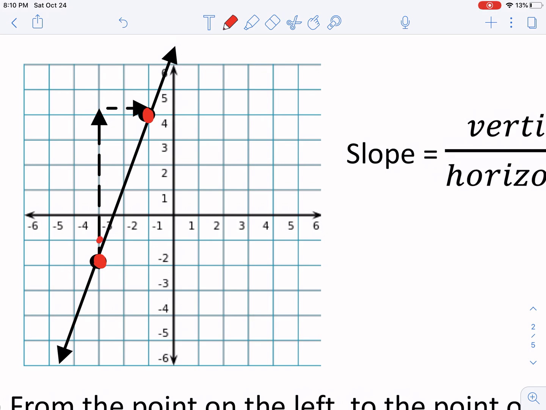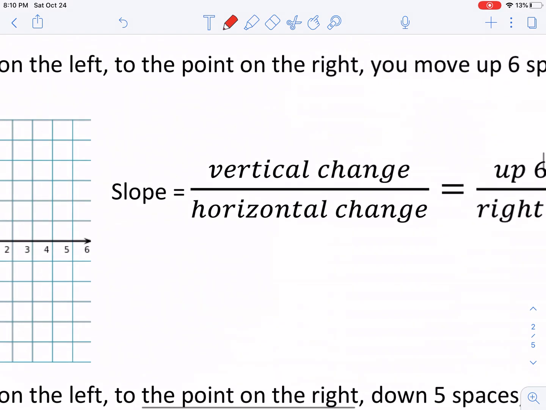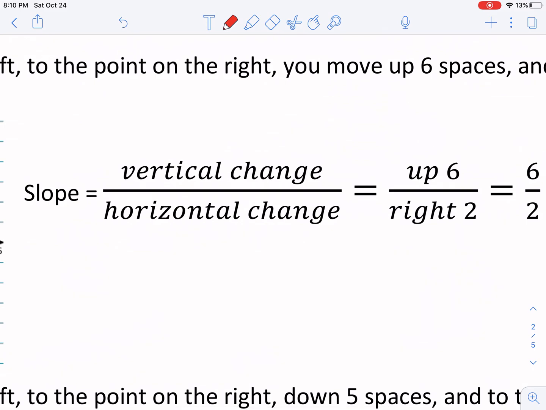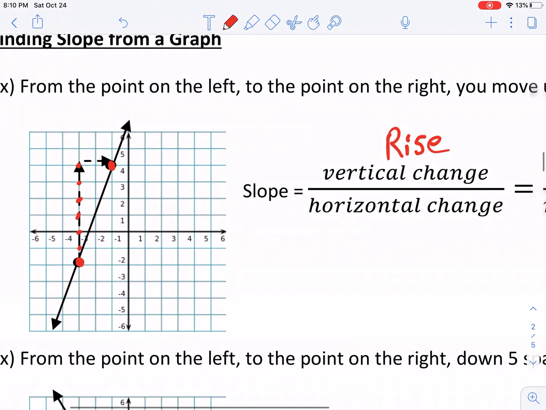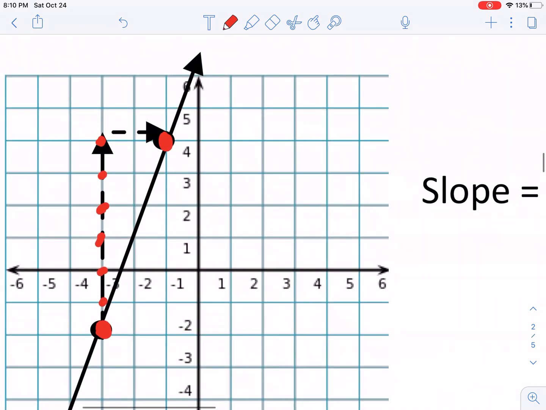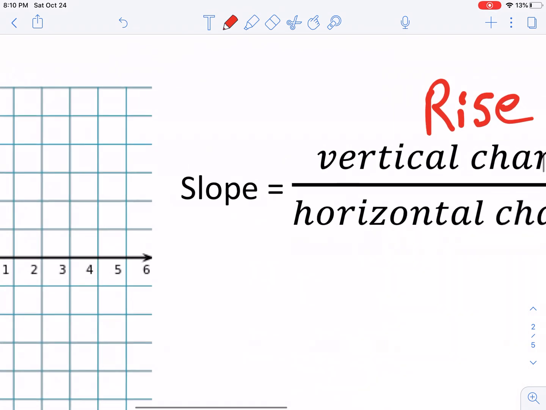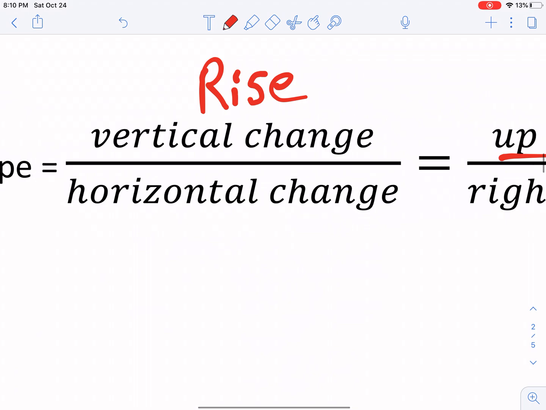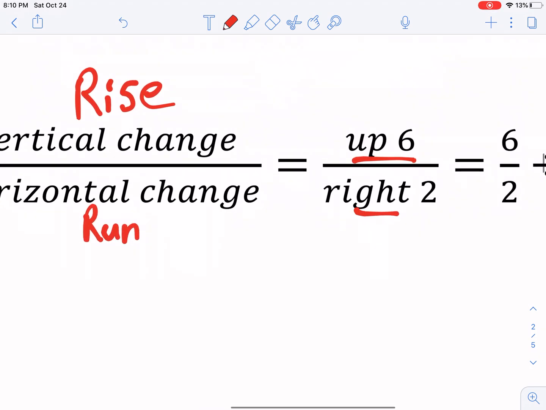So I'd have to go up 1 unit, 2 units, 3 units, 4 units, 5 units, 6 units. So that's what it's saying there. The vertical change here, or we might say the rise of our graph, is up 6. Okay? Then I'd have to count how far over do I have to go? 1, 2. Okay? So the horizontal change, or the run of my graph, is I had to go right 2.